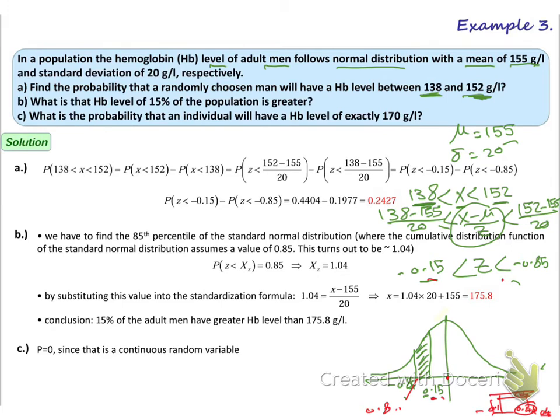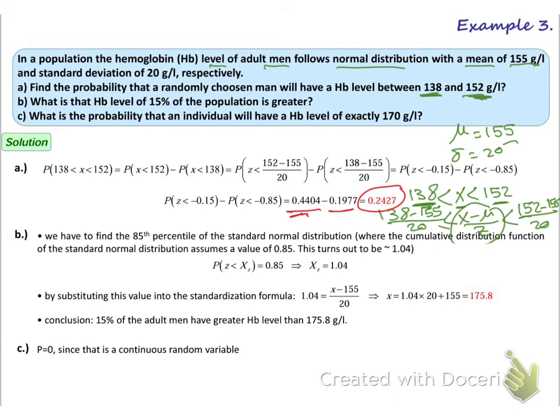So go to the normal distribution table and look for minus 0.85, so we'll go there and look for minus 0.8, okay? And here minus 0.005, okay? And we'll find this value, which is 0.1977. So these will be the two values, okay? And this will be the answer. So here in question B, it says, what is the hemoglobin level above which 15% of the population is greater?